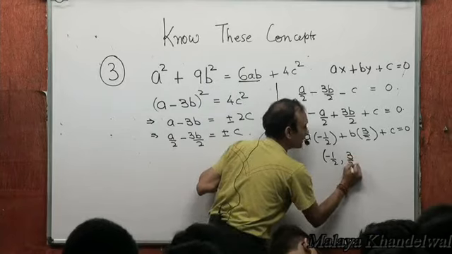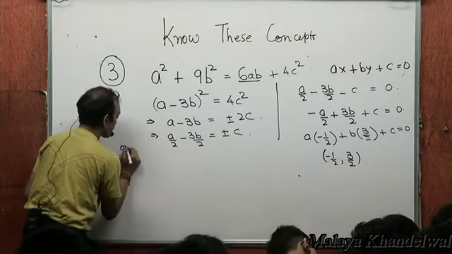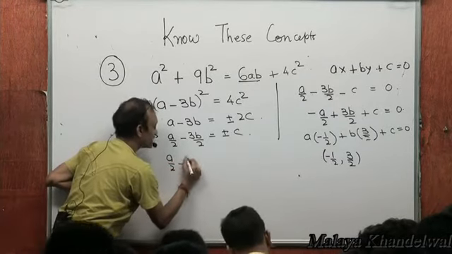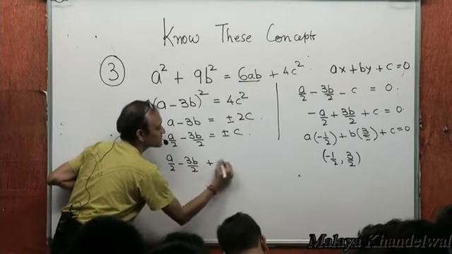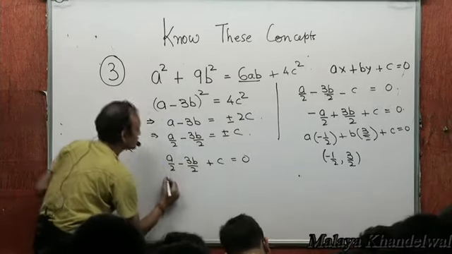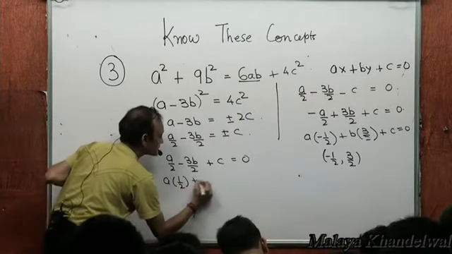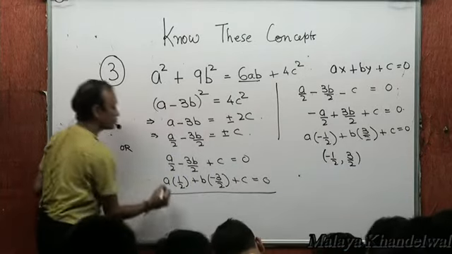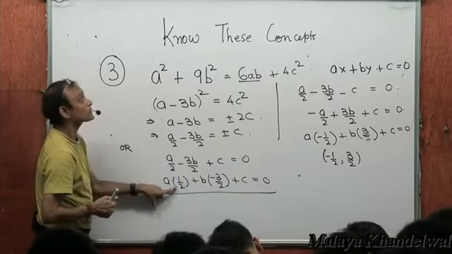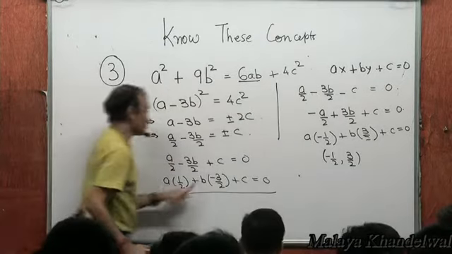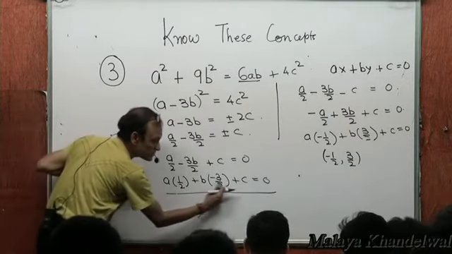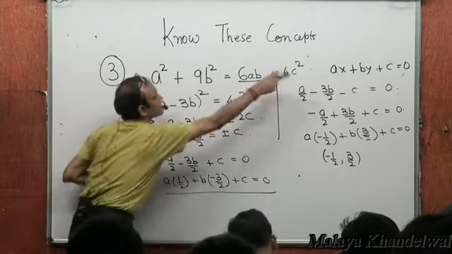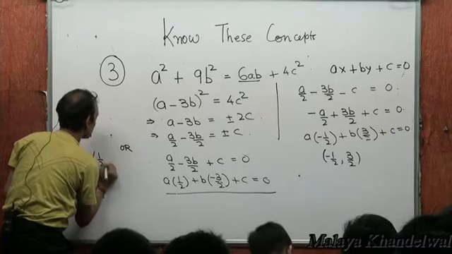The other possibility is if I took the minus sign here, then a by 2 minus 3b by 2 plus c is 0. If I took the minus sign here and transposed, this would give me a into half plus b into minus 3 by 2 plus c is 0. That means this line on comparison with ax plus by plus c will pass through x is half and y is minus 3 by 2. Half comma minus 3 by 2.